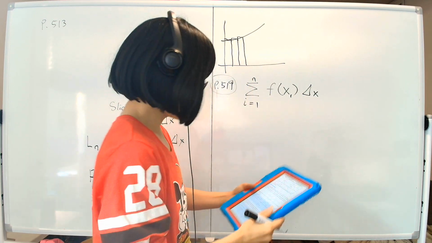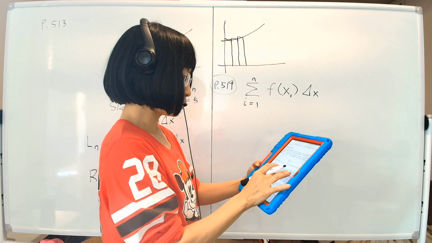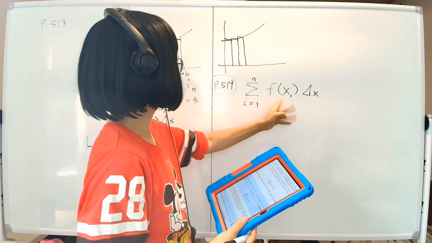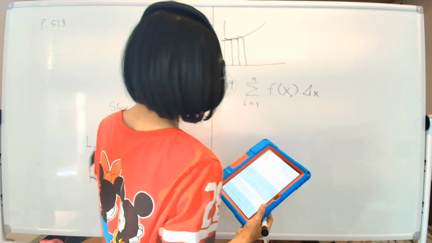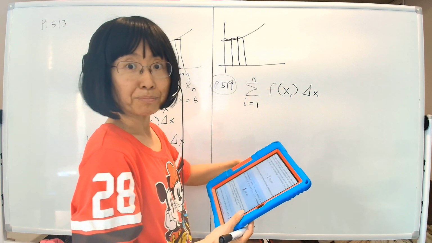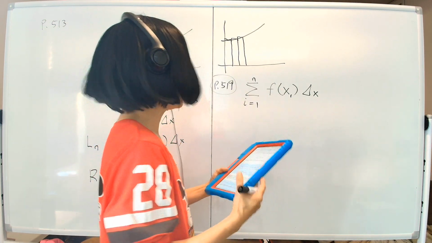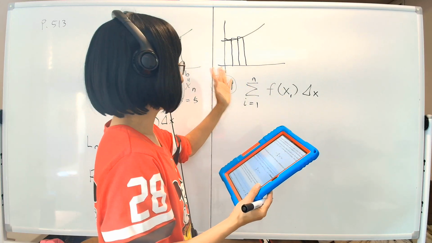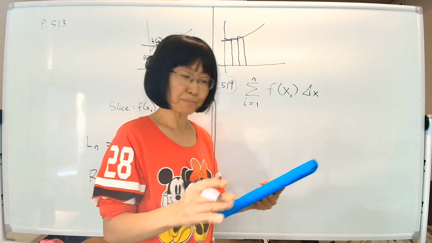You say, well, where is it? In fact, your book puts an asterisk on the x. That just means that x can be anywhere in your strip, each strip as you go from 1 to n. Before, we've been talking about whether it's the left endpoint or the right endpoint. Well, this doesn't matter. It's some point in there. It could be left, right, middle. The point is to pick a point in there. Any point will do, and you multiply by delta x, and this thing is called the Riemann sum.